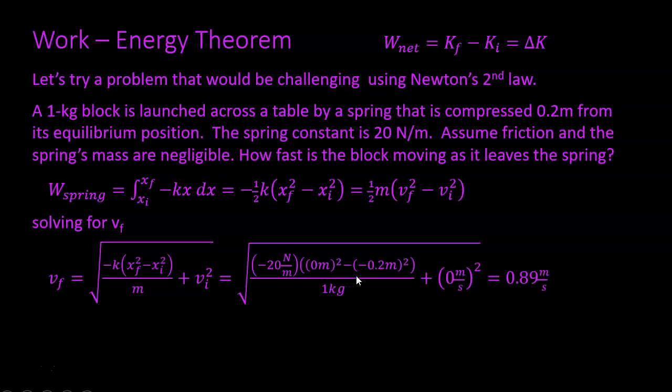Notice in this case, the initial displacement was negative 0.2 meters because we're assuming that the spring was compressed to the left, which is the negative direction. And the final position was when the spring was at its equilibrium length of 0 meters. We wind up with a velocity for the box of 0.89 meters per second.